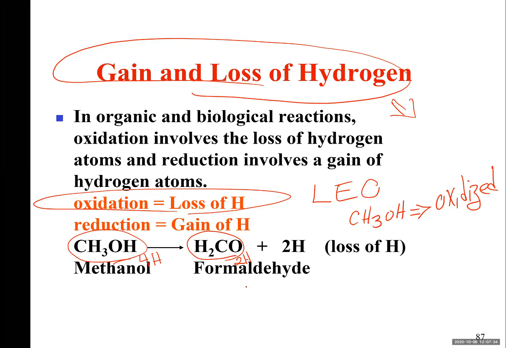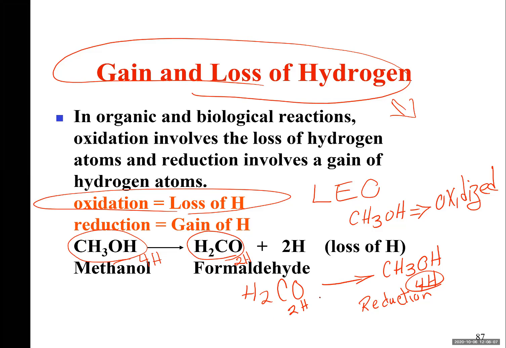Loss of hydrogen is oxidation. And of course, if I show you a reaction which takes H2CO and converts it to CH3OH, you're starting with 2 hydrogens, and you're ending with 4 hydrogens. Can I say this is gain of hydrogen? So this is a reduction reaction. It is the reverse of oxidation. Why? Hydrogens are added from 2 to 4. Addition of hydrogen is reduction. Loss of hydrogen is oxidation.